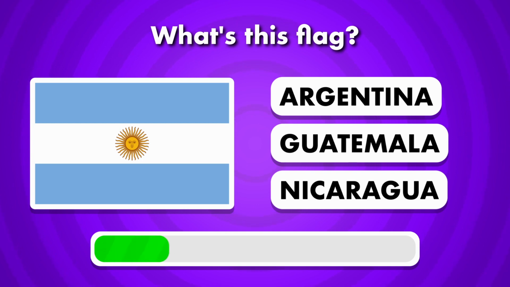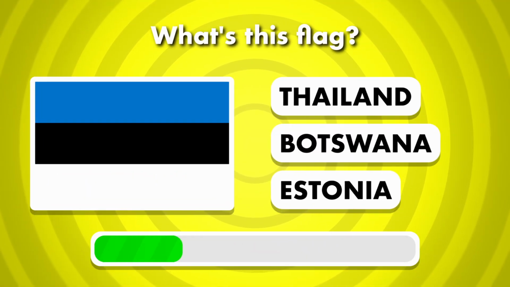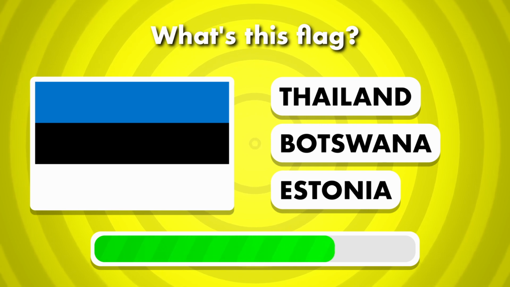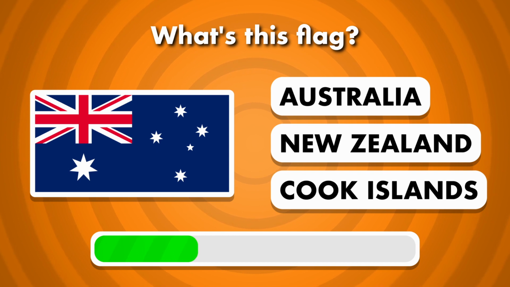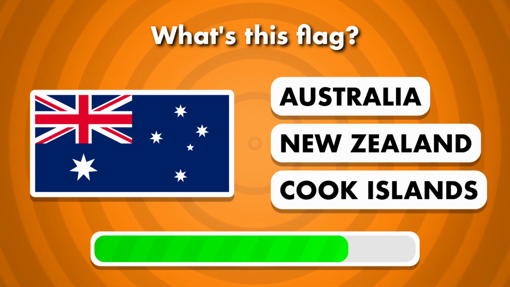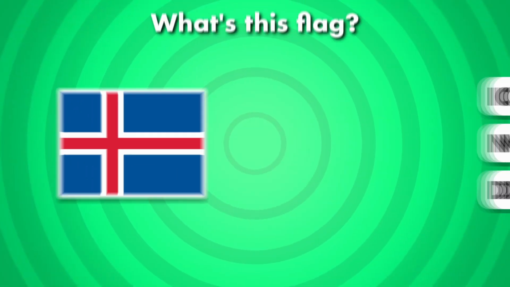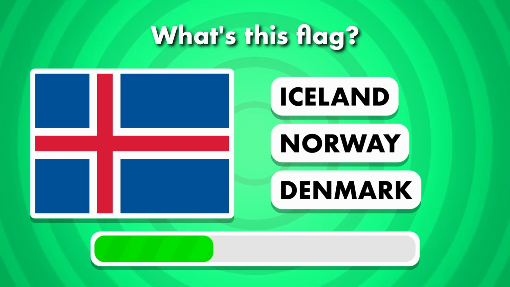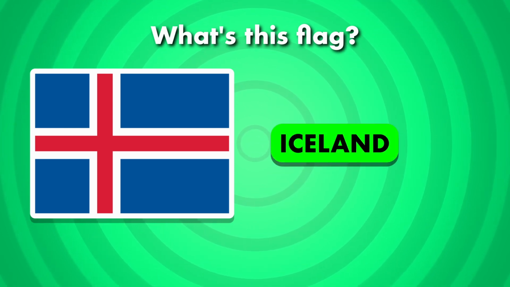Do you know the country from its flag? The answer is Argentina. The solution was Estonia. The flag of Australia. It was the flag of Iceland.